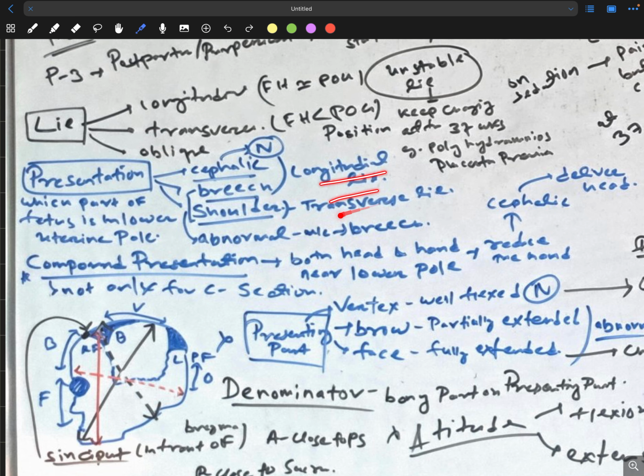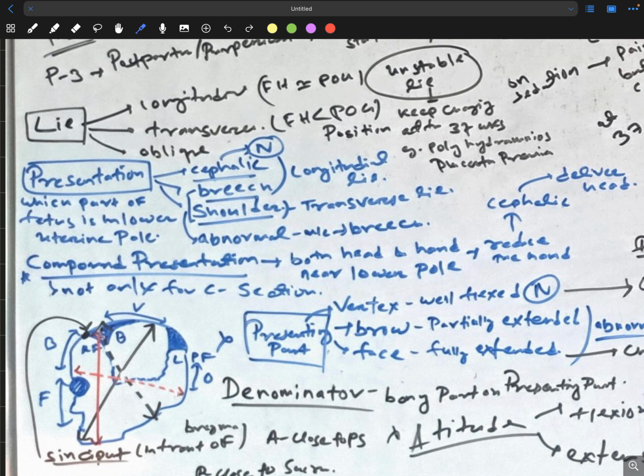So here it is written, presentation means which part of the fetus is in the lower uterine pole. In cephalic presentation, the head of the fetus is in the lower uterine pole. In breech presentation, the feet of the fetus are in the lower uterine pole. Cephalic presentation is the normal presentation. So what is abnormal? Shoulder is abnormal, breech is abnormal. Among the abnormal, the most common abnormal presentation is breech presentation.